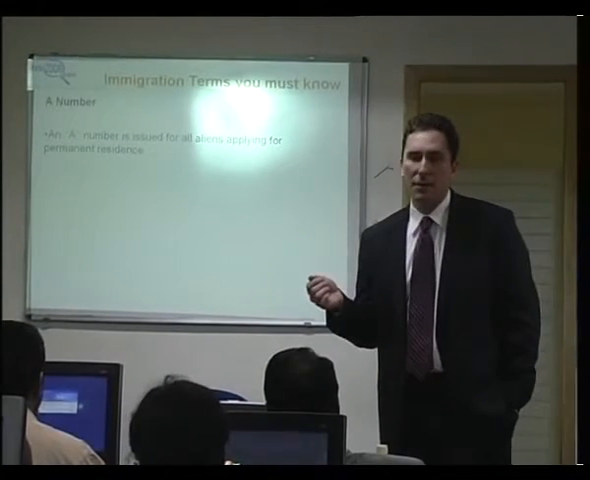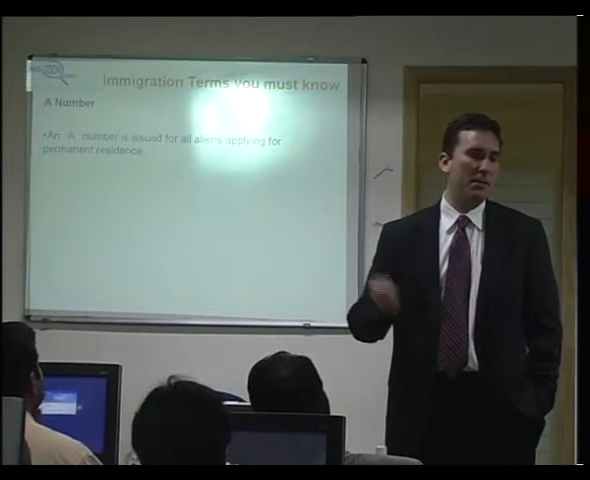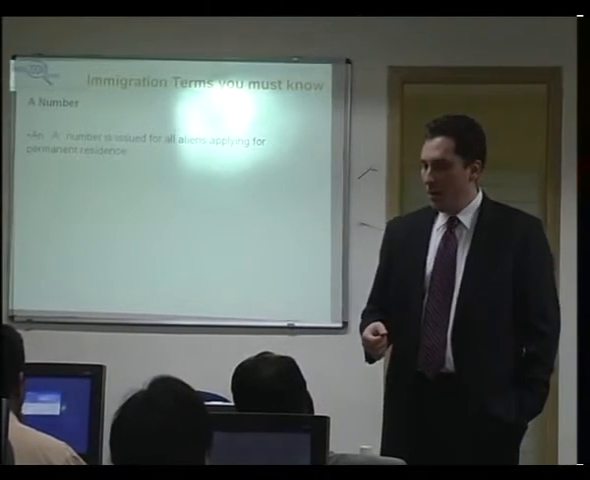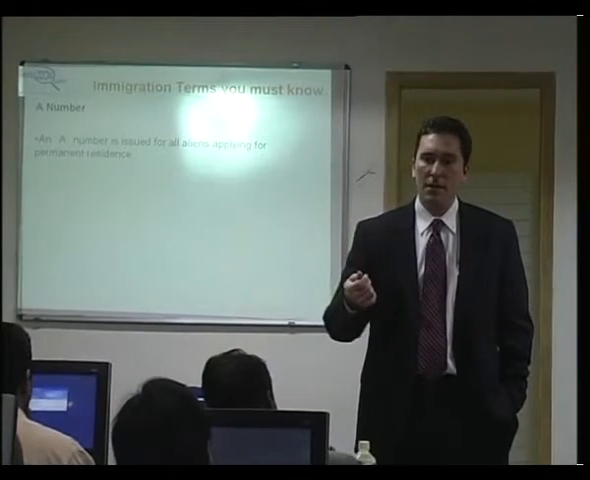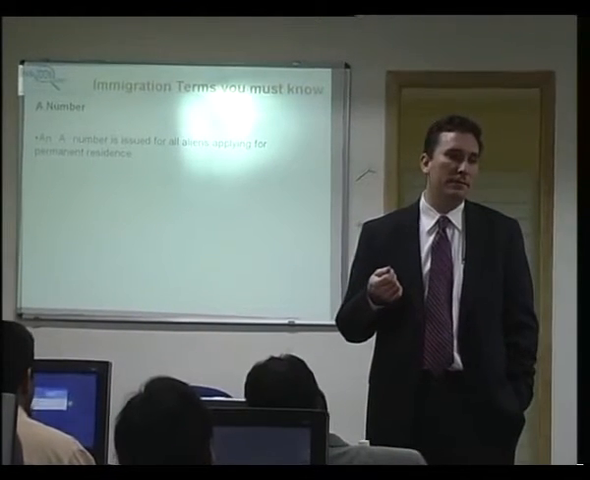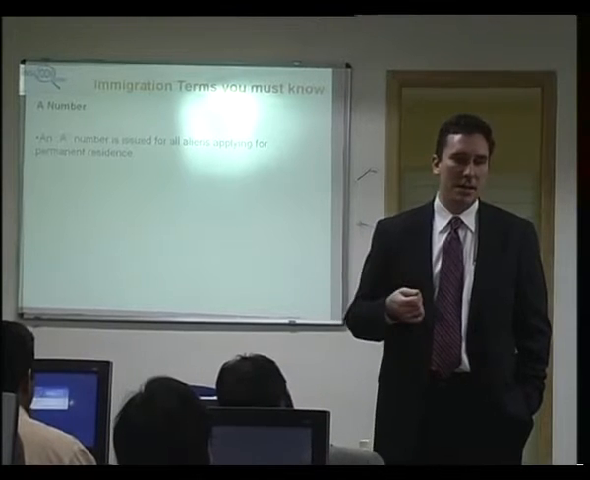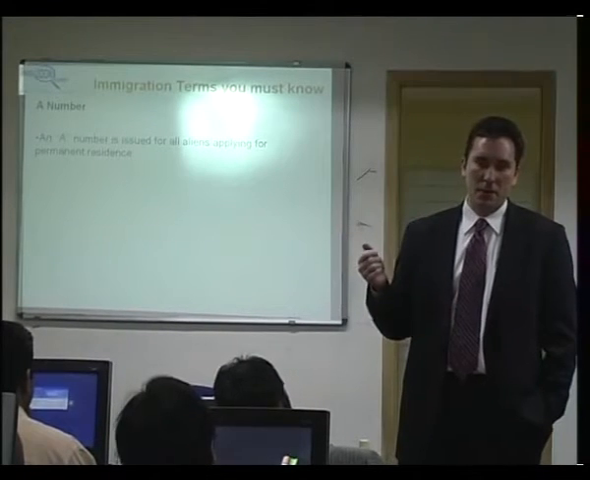The first thing is an A number. If you've ever filled out an immigration form for U.S. immigration, there's always a place for A number. It's a number that's generally given to anybody who has started the final process of the green card in the United States. Or maybe they've been deported before, or something like that.